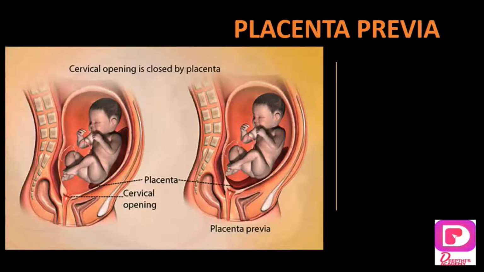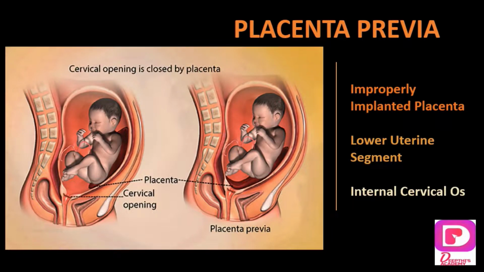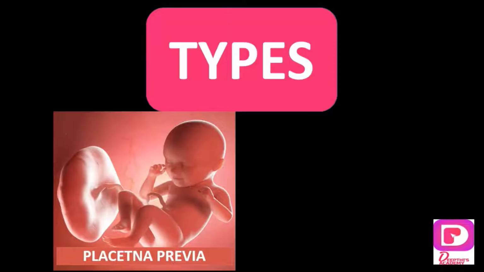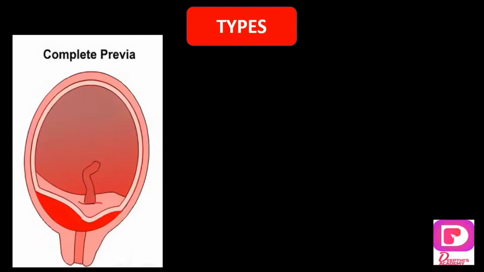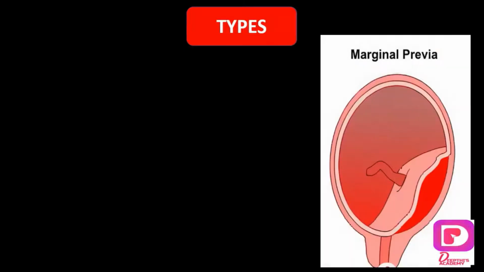Now let's see what is placenta previa. Placenta previa is an improperly implanted placenta in the lower uterine segment near or over the internal cervical os. Here come the types of placenta previa. First, complete previa, partial previa and marginal previa.